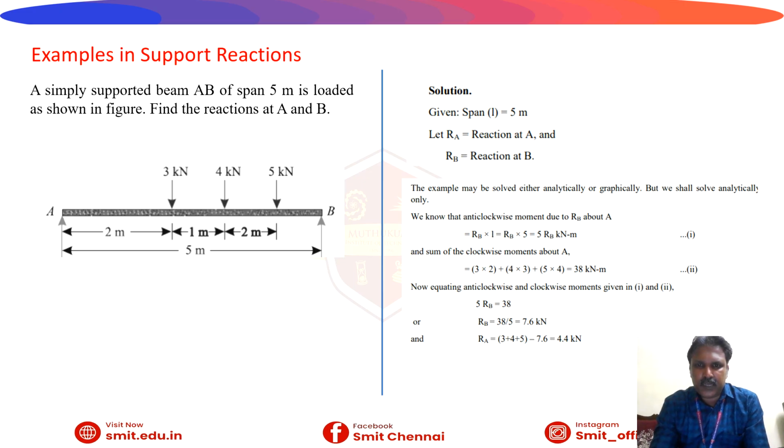kilonewton meter. Now equating anti-clockwise and clockwise moments given in 1 and 2, 5 RB equal to 38. That is RB equal to 38 by 5. You will get 7.6 kilonewton, the final answer. Then you have to substitute that value, you will get RA equal to 4.4 kilonewton.